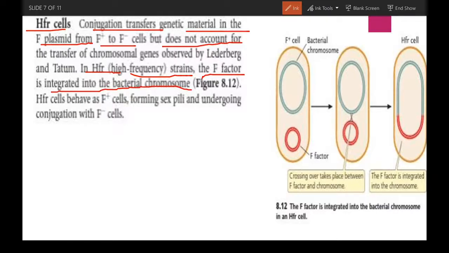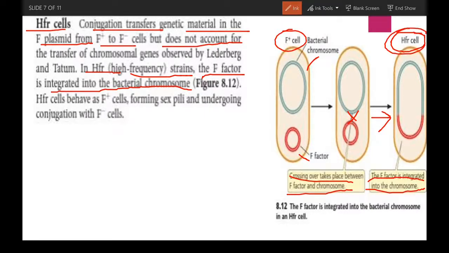Here in this picture, as you can see, it is an F plus cell, and this is the bacterial chromosome, and this is the F factor. What happens is crossing over takes place between the F factor and the chromosome. Thus an Hfr cell has been formed, in which the F factor is now integrated into the chromosome. So now the cell is an Hfr cell, which acts just like an F plus cell, or a donor cell. High frequency strains have the F factor integrated along with the bacterial chromosome. The Hfr cells behave just as F plus cells, forming sex pili and undergoing conjugation with F minus cells.